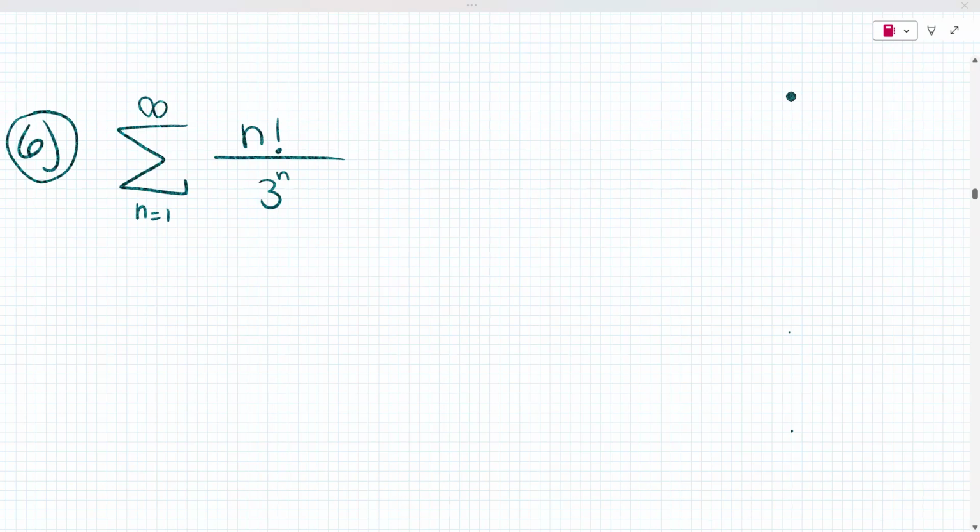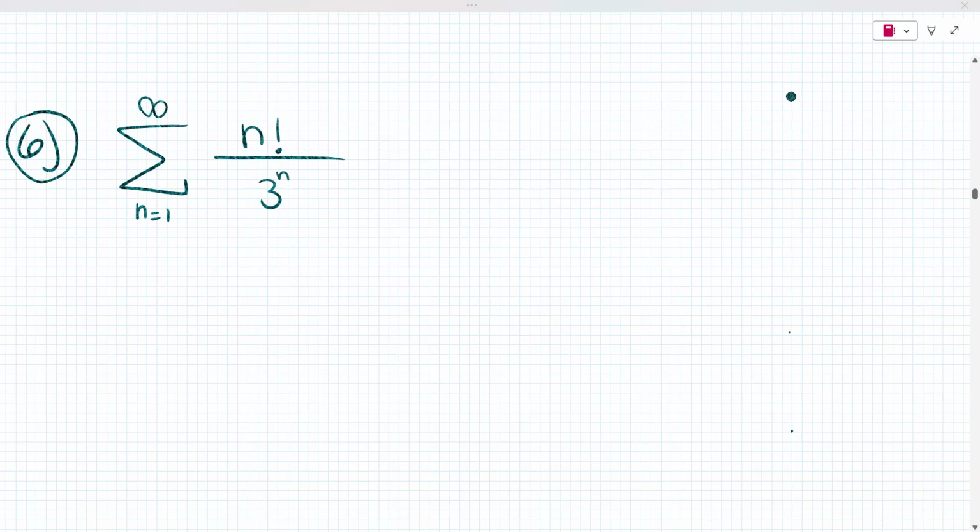Calculus 2 sequence and series review. So this will be all about the series before the Taylor series. So let's continue with sequences.